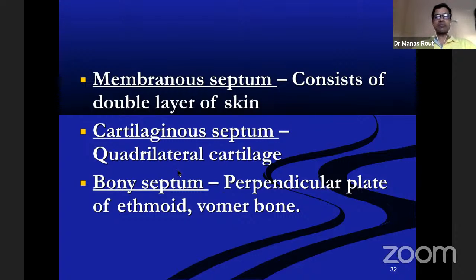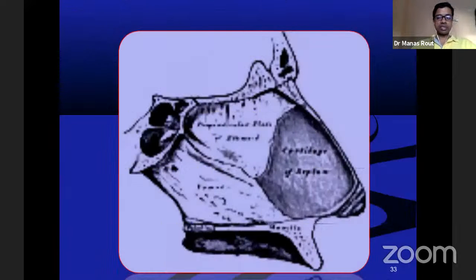Apart from this, there are very small contributions from other bones. That's not very important for you. I'll show you the picture, then you can understand. Now you can see this is the cartilage, these are the bones. Anterior to this, there is a skin-lined structure called the membranous septum. No bone or cartilage, only two layers of skin. Going posteriorly, this is the cartilaginous septum, made up of quadrilateral cartilage and two layers of mucosa, on both sides.